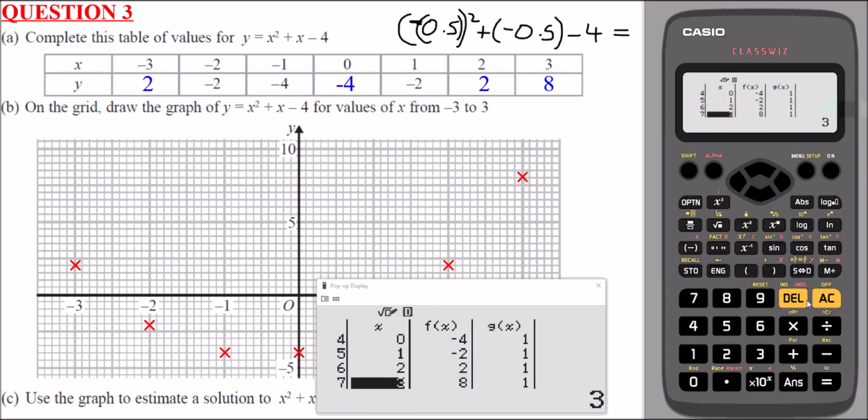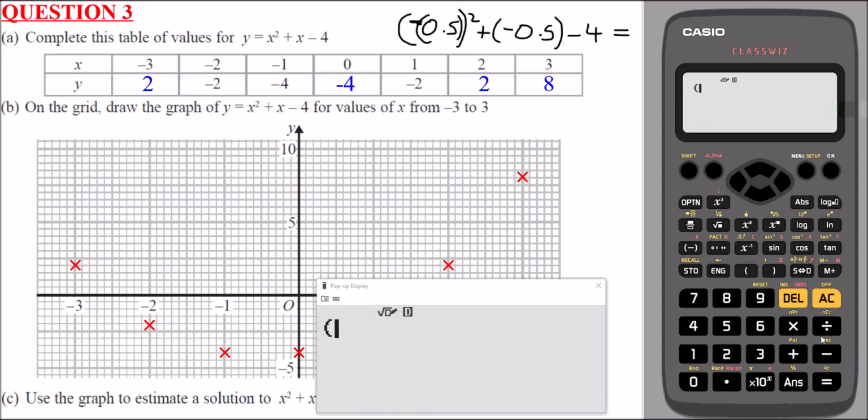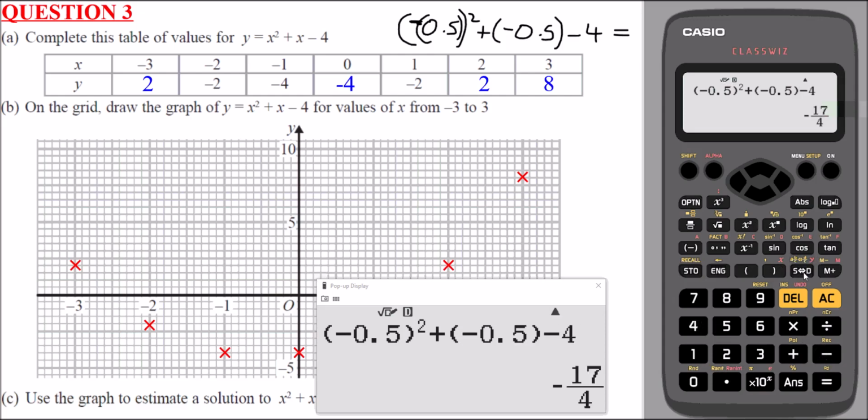To go back into normal mode, we press menu 1 and type in -0.5 squared plus -0.5 -4. And we can see here that actually we get -4.25. So it does go down a tiny bit. It's basically half a square lower than these two combined. So we can add this one in as well.